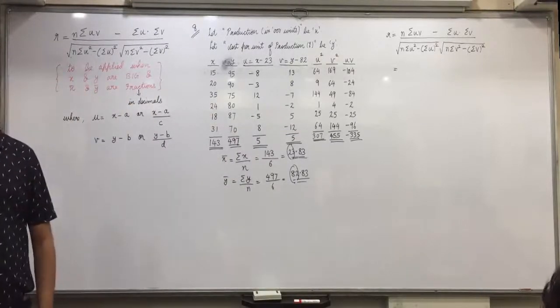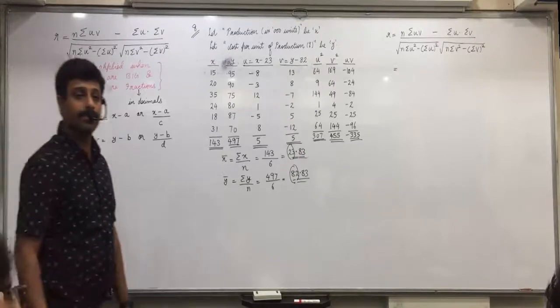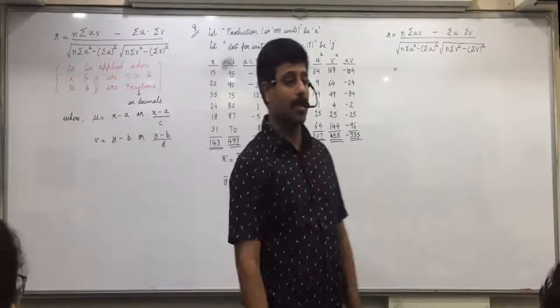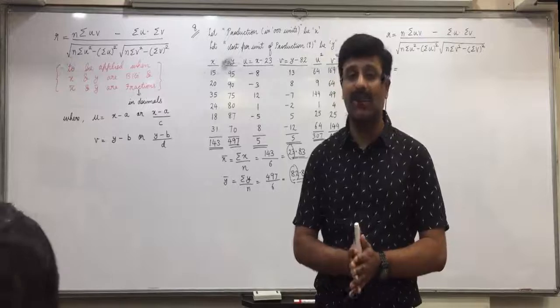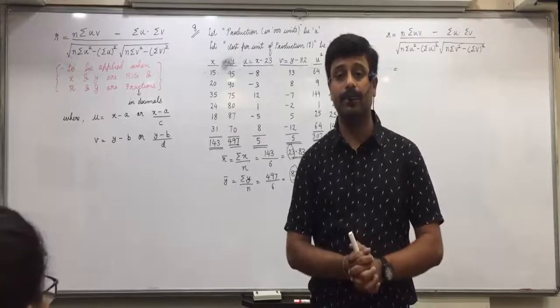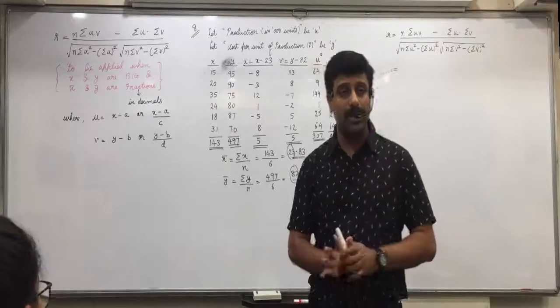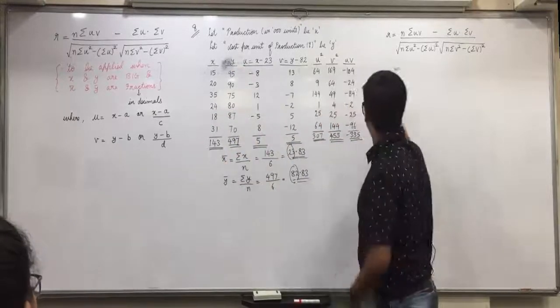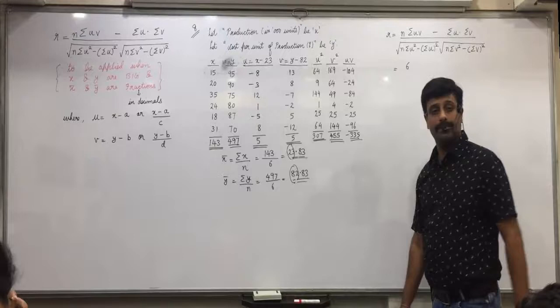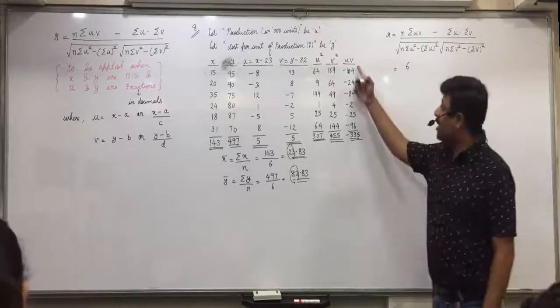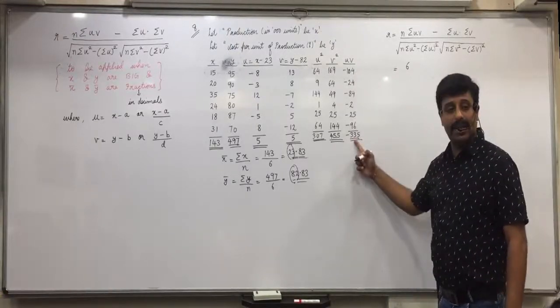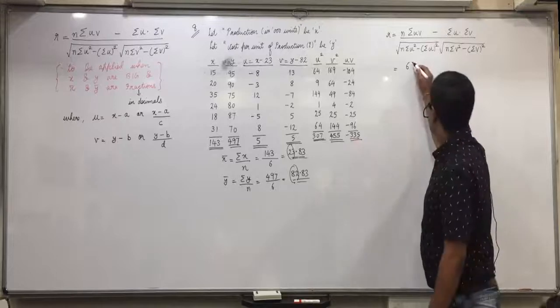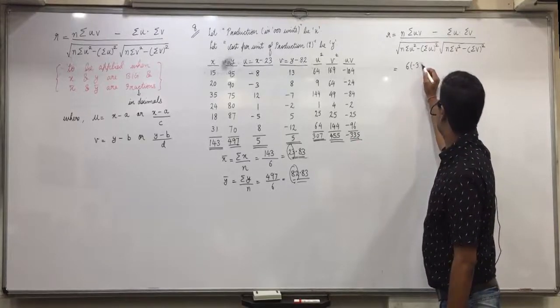Did everyone write the formula? Raise your hand who is still writing the formula. Shall I put the figures now? See, n, 6 observations are there. So in n you will write 6. Okay. Sigma UV, the total of UV is minus 335. So sigma UV is minus 335.